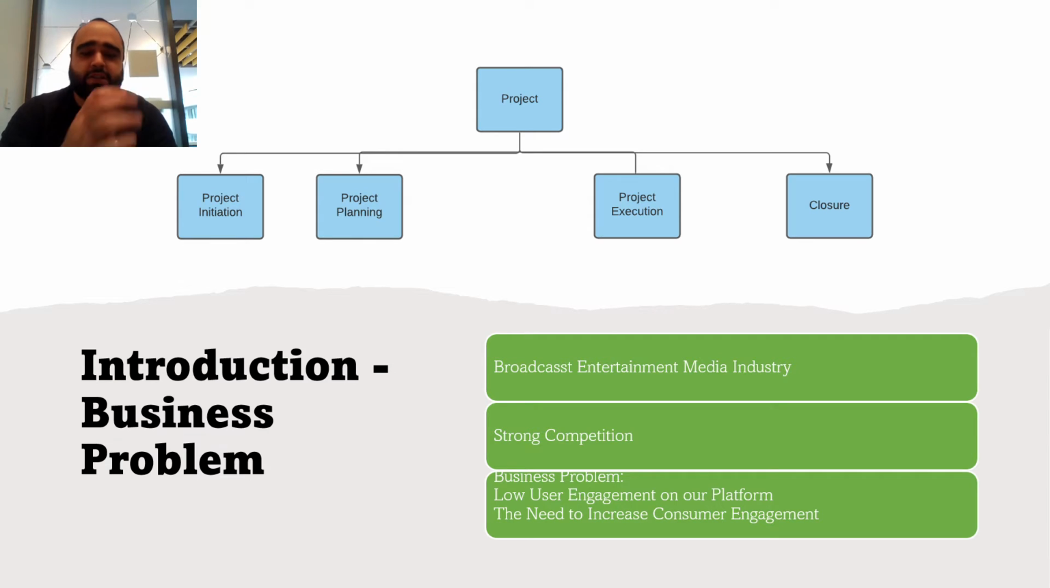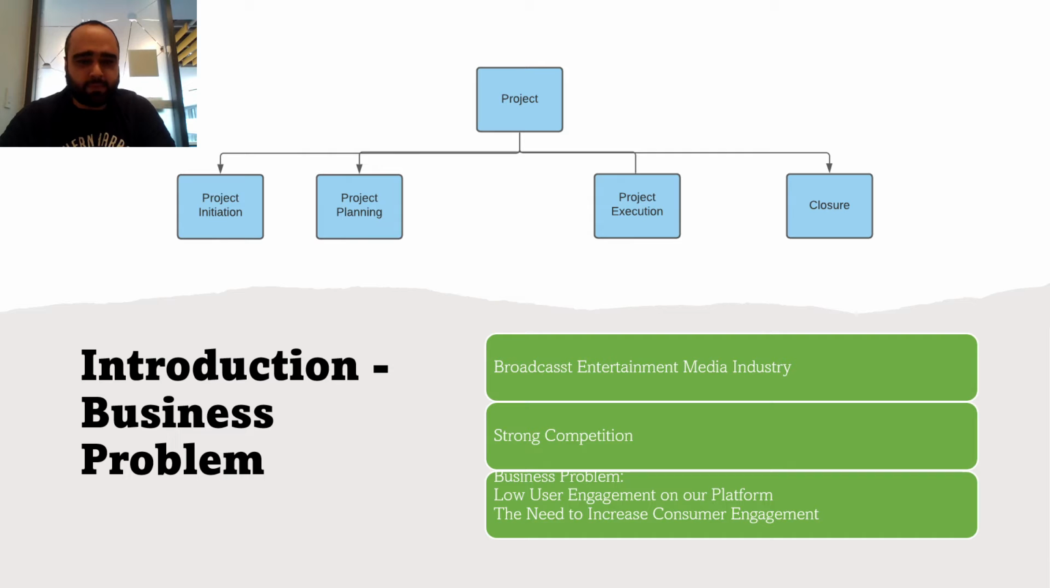So, for our introduction, our chosen industry is the broadcast entertainment media industry, and our organization is called the Humber Streaming Services. This industry has competition such as Amazon, Netflix, and Apple, who all have their own streaming platforms, and they all provide strong competition to our present platform. And our business problem currently is that our users have low engagement on our platform. They don't have as much viewing time as the competition.